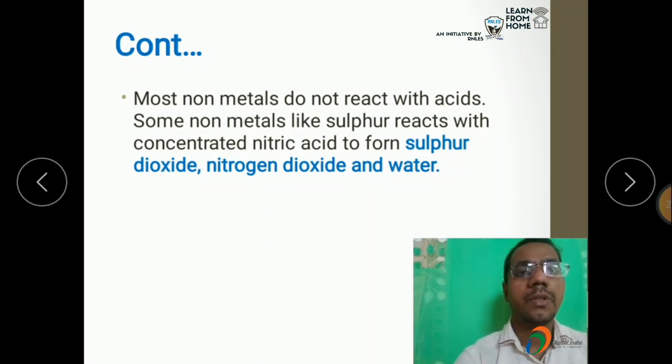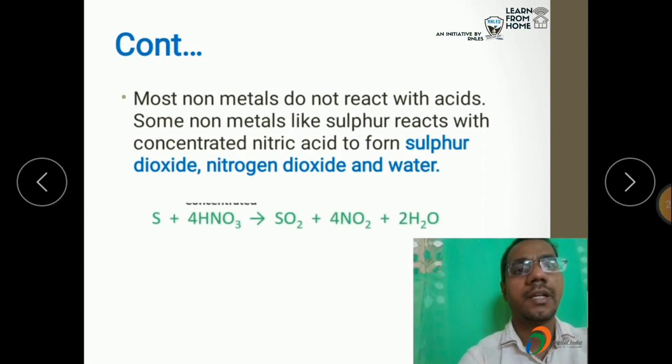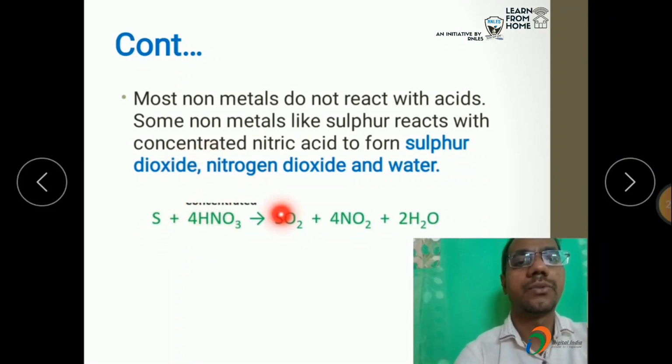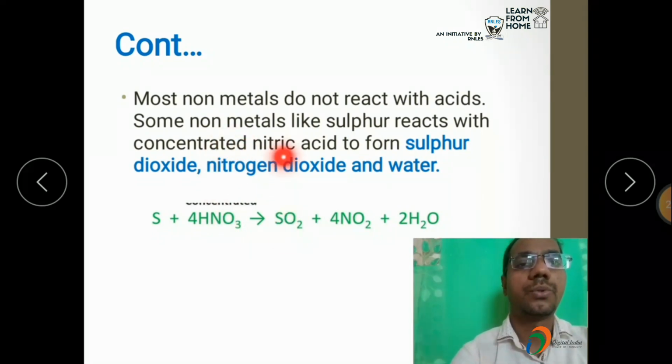Okay, some non-metals like sulfur react with concentrated nitric acid to form sulfur dioxide, nitrogen dioxide and water. You can see in the diagram, this is the symbol for sulfur, which reacts with nitric acid, HNO3, to form SO2, NO2 and H2O. So this is nothing but today's lecture.